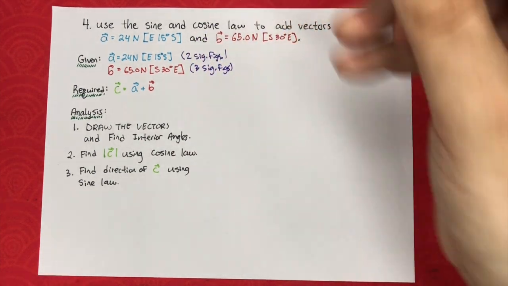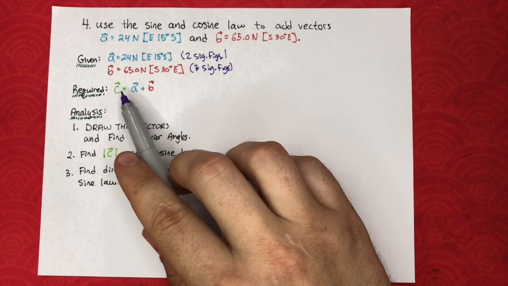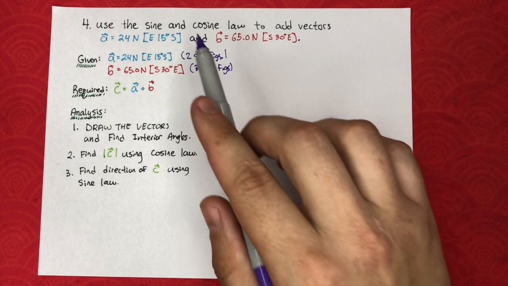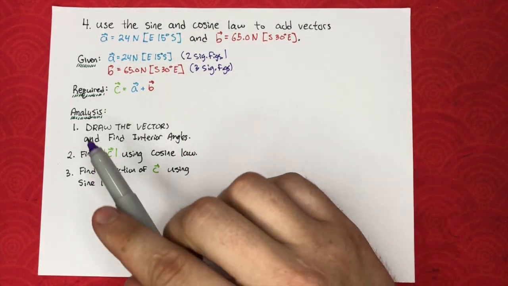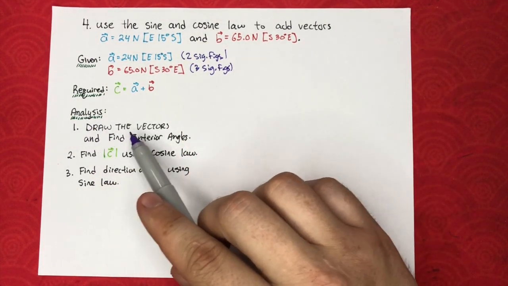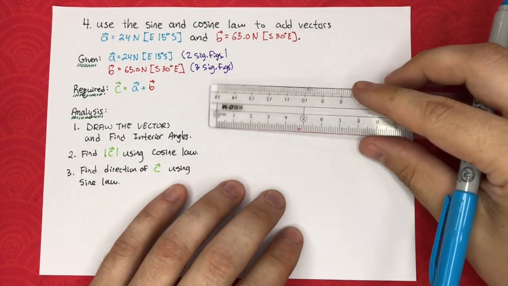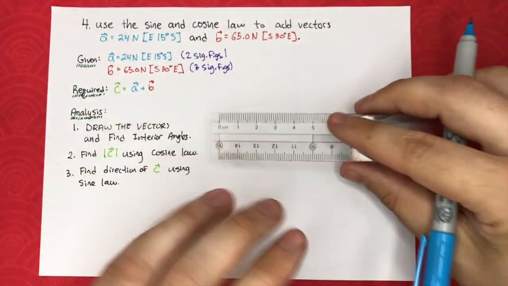What are we required to do? We're required to find the vector sum, c, is equal to a plus b. Add the vectors. And we're going to use the sine and cosine law to do that. Taking a look at analysis, the first thing we're going to do is draw the vectors and find the interior angles of those vectors. So we don't need to be too precise with this, but we do need to be able to draw the vector summation.